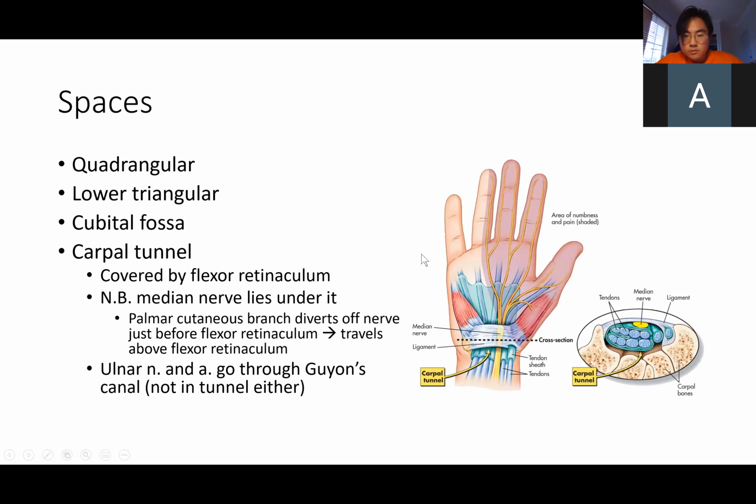Then we have the carpal tunnel, which is another space. We'll talk more about this in the pathology section when we come to carpal tunnel syndrome. The important thing to know is that the median nerve runs under the flexor retinaculum, which is what forms the tunnel, closes off the tunnel. And another important thing to know is that the ulnar nerve and artery don't run in the carpal tunnel, they run above it in a separate canal called Guyon's canal, which can also be compressed, but we'll talk about that in pathology.